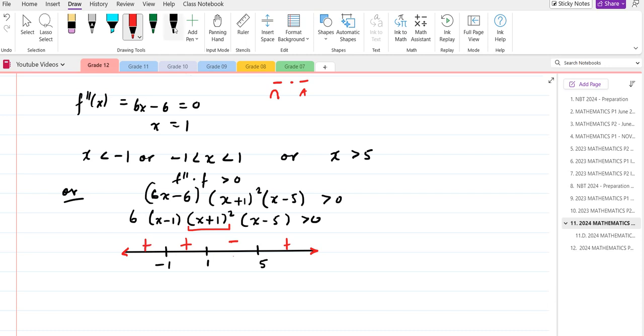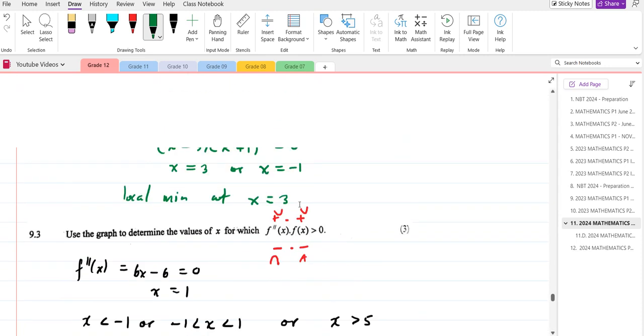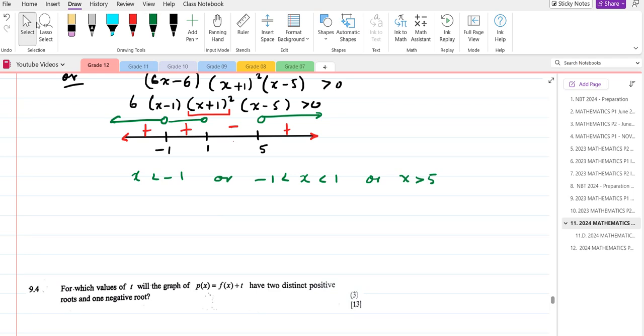So be careful. And what answer are we looking for? We're looking for a positive answer. So x is greater than 5, or between minus 1 and 1, or less than minus 1. So that's the 3 answers I had. X is less than minus 1, or minus 1 is less than x less than 1, or x is greater than 5. Or graphically I explained that to you, right? So I hope you guys are understanding. Next question.